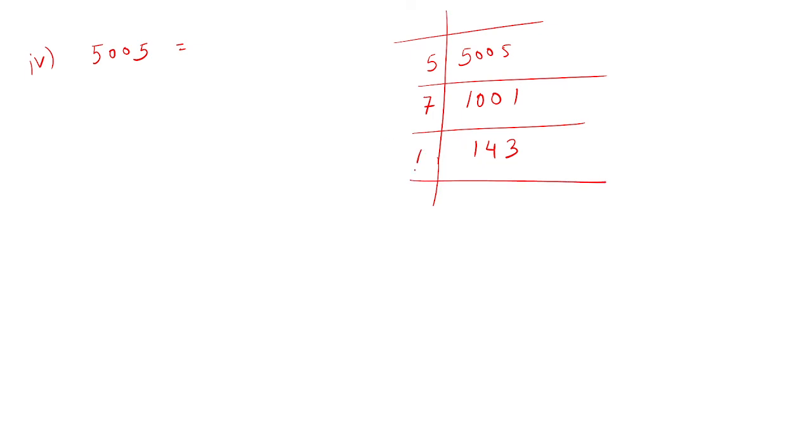Next, I do see a possibility with 13. 13 times 1 is 13. 13 times 1 is 13. So the prime factorization of this is 5 into 7 into 11 into 13. Okay, I'll just write it in ascending order, from small to big.